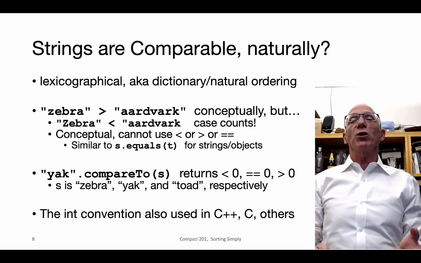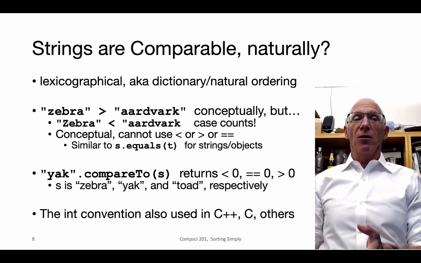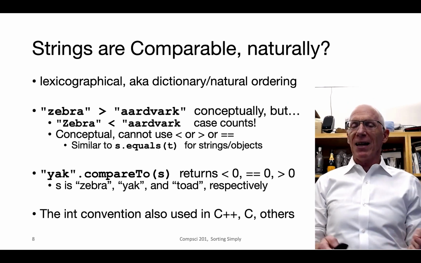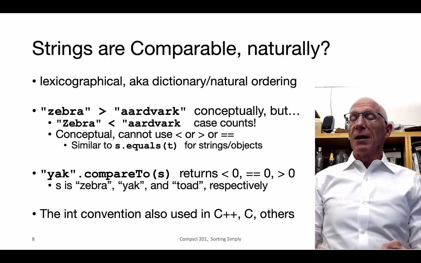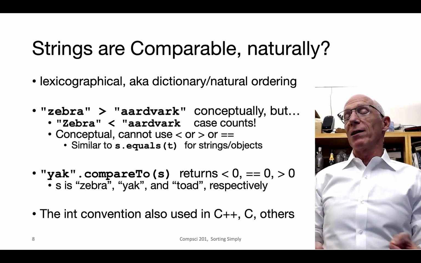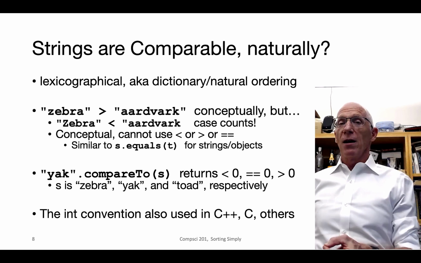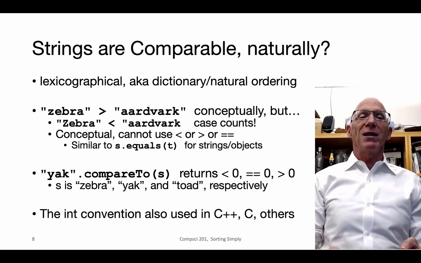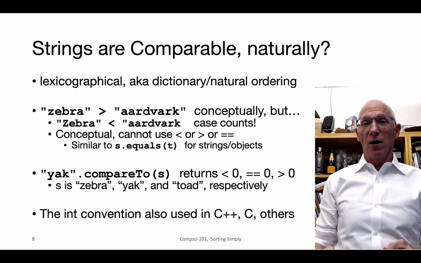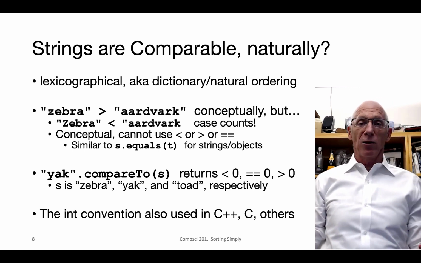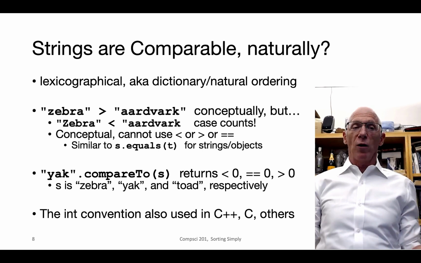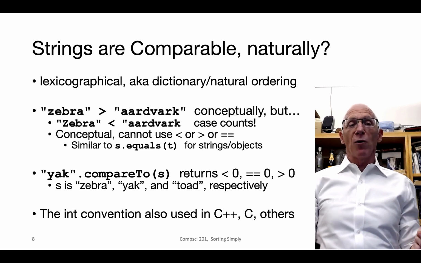It's the order in which you'd find strings in a dictionary, except that it turns out case is important for strings. So although conceptually little z zebra is greater than little a aardvark, it turns out that big Z zebra is less than little a aardvark because capital letters come before lowercase letters in either Unicode or ASCII. We'll use, however, the compareTo method.